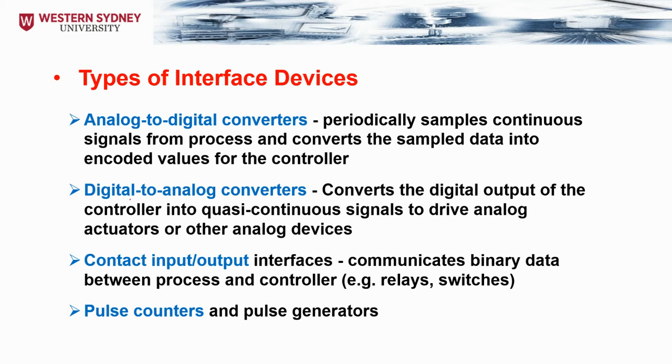Now we have also digital to analog converters, and in that case, the controller is going to send the signal to drive the analog actuators or other analog devices, like for example, a fan with multiple speeds. It's going to send the signal to start the motor, but it's going to have a different value for the speed of this motor, and that's why we need to change the digital value to an analog value. Also, we have the contact input output interface, which is going to be a communication of binary data between the process and the controllers.